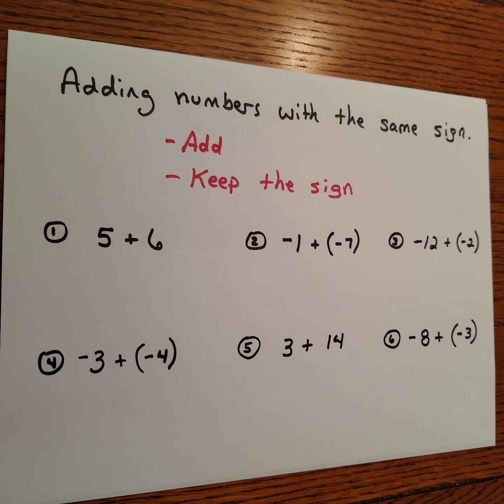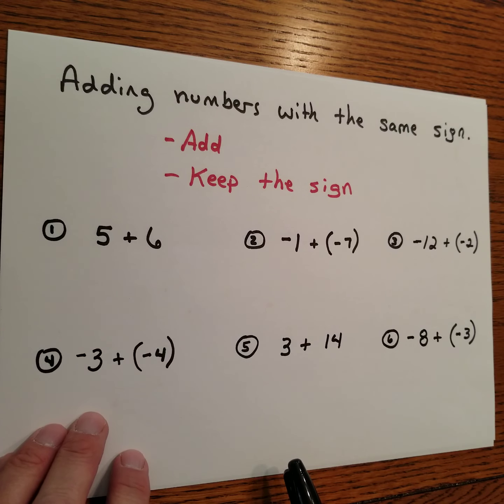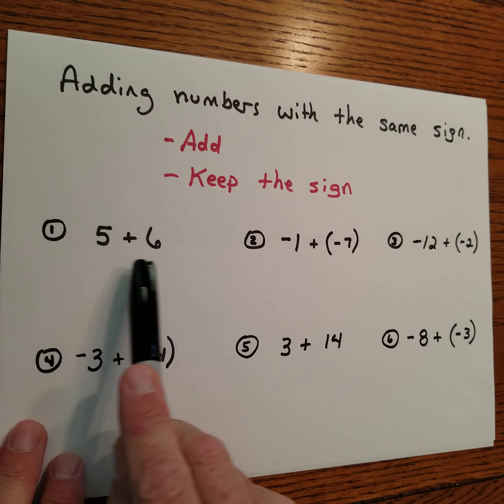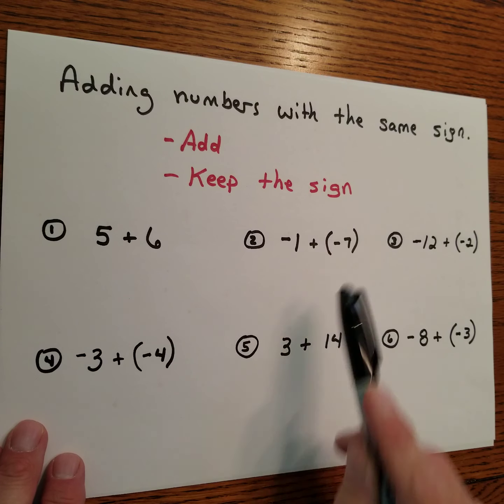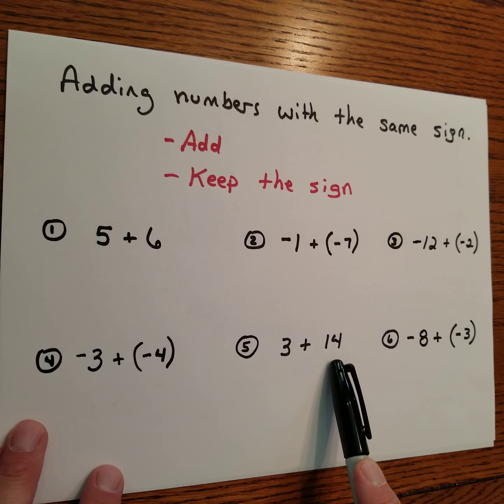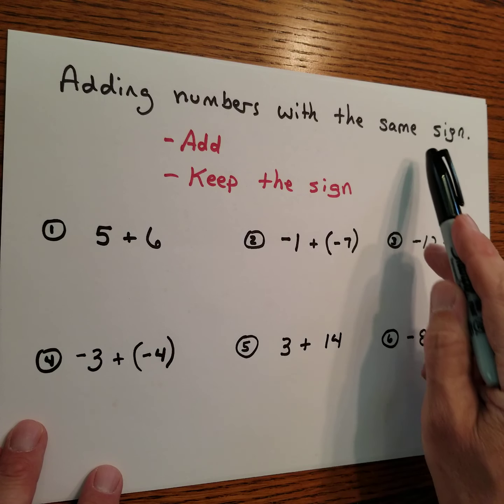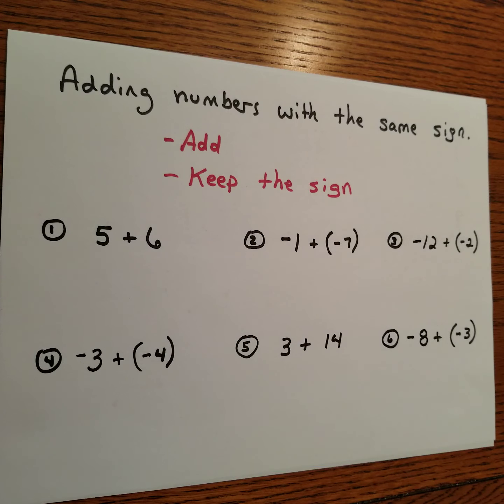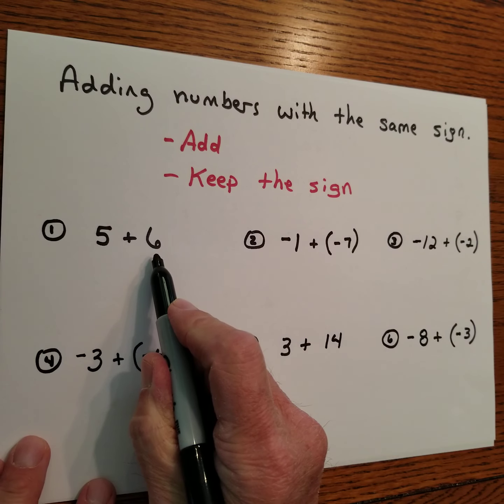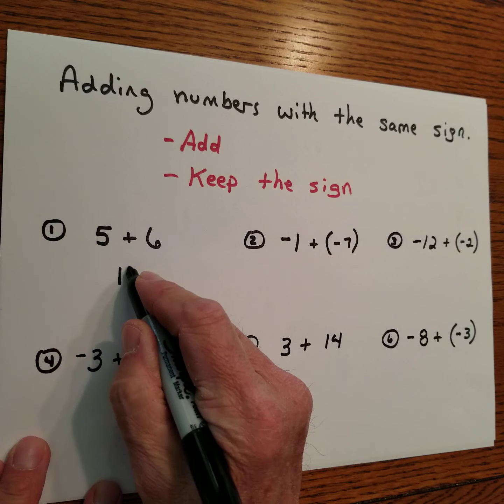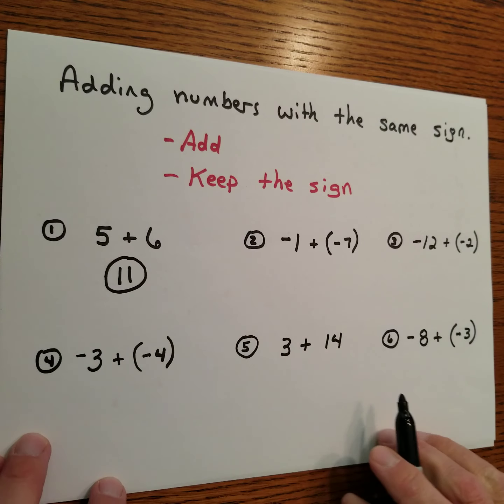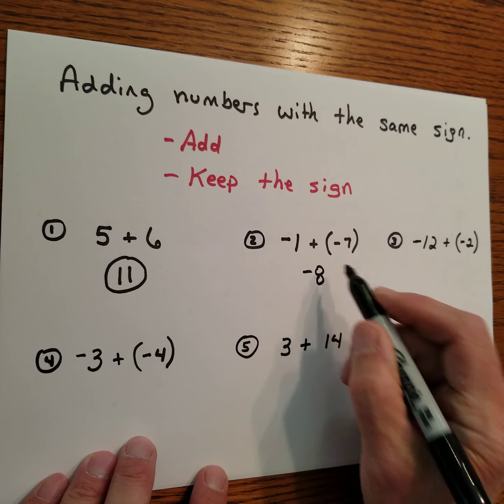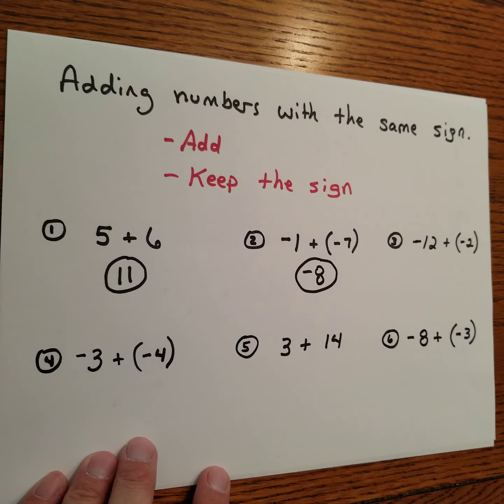Let's practice. In all of these sample problems, the numbers have the same sign. They're either both positive or both negative. If they have the same sign, you add the numbers and you keep the sign. These numbers are both positive. We add the numbers and keep the sign. These numbers are both negative. We add the numbers and keep the sign.